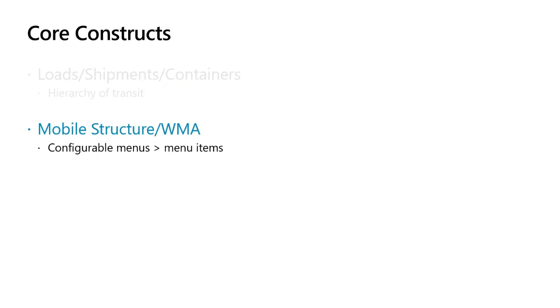The next concept that we have is the mobile structure on that WMA, or that warehouse mobile application. So the structure that we have is a set of menus and menu items that allow the user who is on the application, whether that application was downloaded on a desktop, a tablet, or an actual handheld scanning device. Those menus and menu items define the options that are available to the users as far as which functions they can perform.